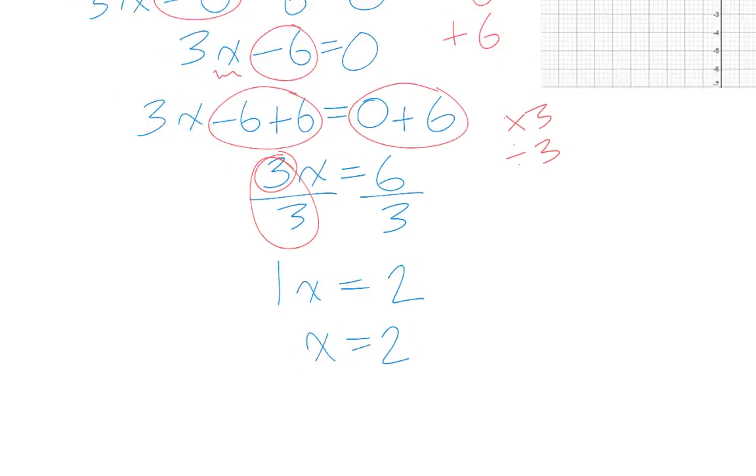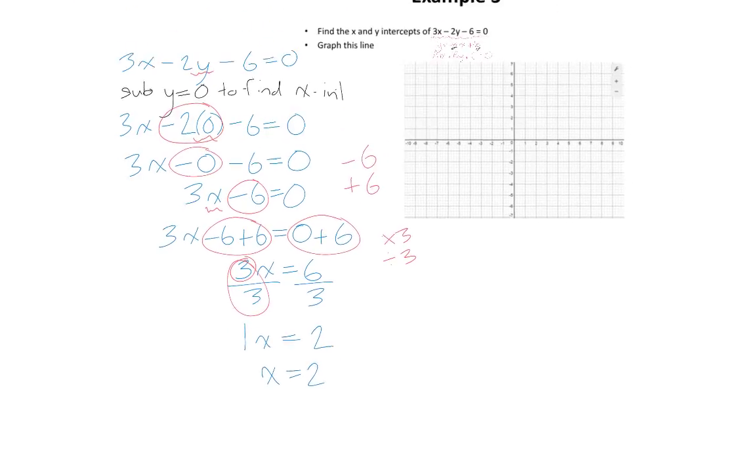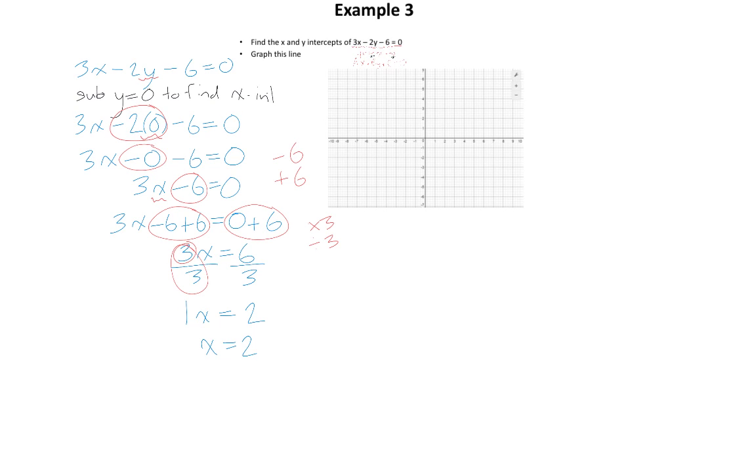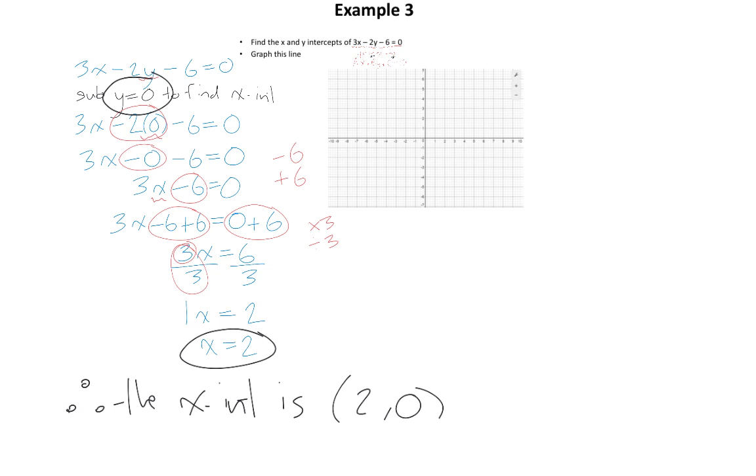At this point, you have enough information to create your x-intercept. So we just figured out that x is equal to 2, and we already know that y is always equal to 0. So let's make a concluding statement here. Therefore, the x-intercept is 2, 0.